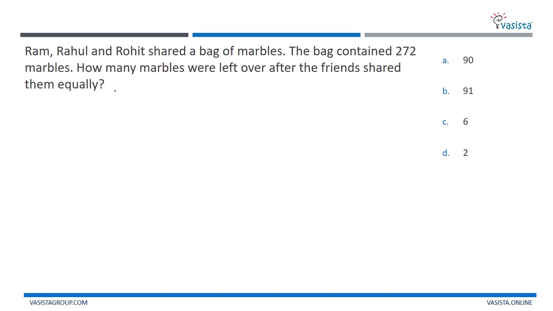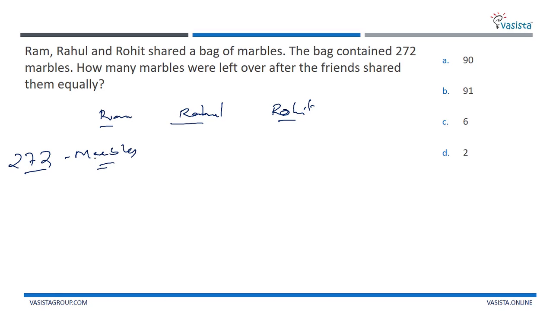What we can do. So there are 3 friends, that is Ram, Rahul and as well as Rohit. There are 3 people, right, 3 friends. So they have a total of 272 marbles, correct? You should read the problem carefully. What they asked is how many marbles were left over after the friends shared them equally. First of all, we are supposed to share the marbles equally. That's what we can do.